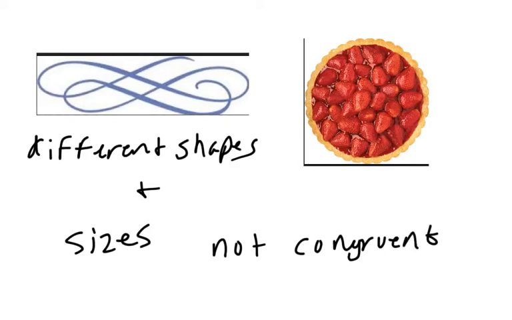And that is the end of our lesson on lines of symmetry and congruent figures. And stay tuned for our next lesson where we're going to be talking about translations, reflections, and rotations.